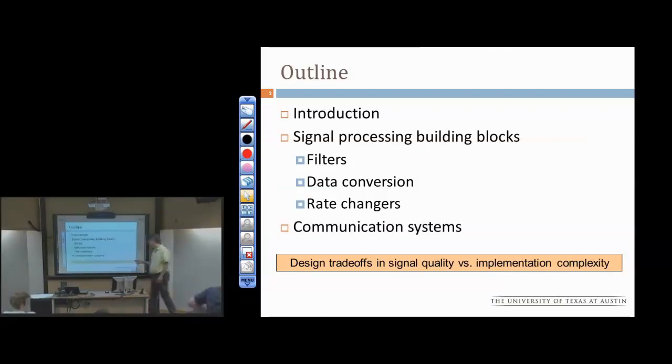The theme through the semester has been design trade-offs in signal quality versus implementation complexity. And way back in the beginning, I asked you about measures of signal quality. Back then, we talked about signal-to-noise ratio as a starting point. But now you've seen other measures. We've talked about symbol error rate, bit error rate. We've talked about throughput, so different measures. So signal-to-noise ratio is the first place to start because that's sort of application independent. And then you would go beyond that and expand it to include things that are specific to your application.